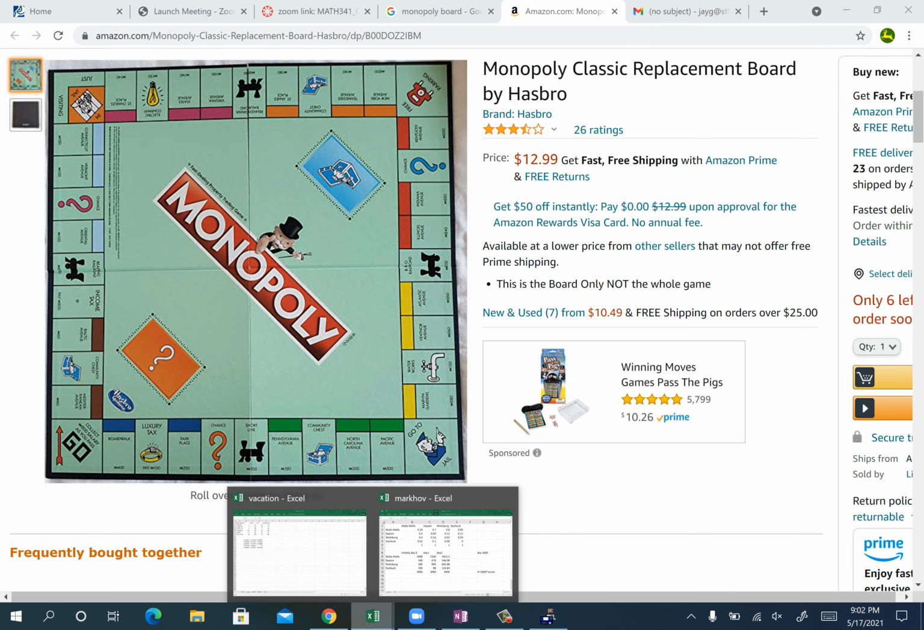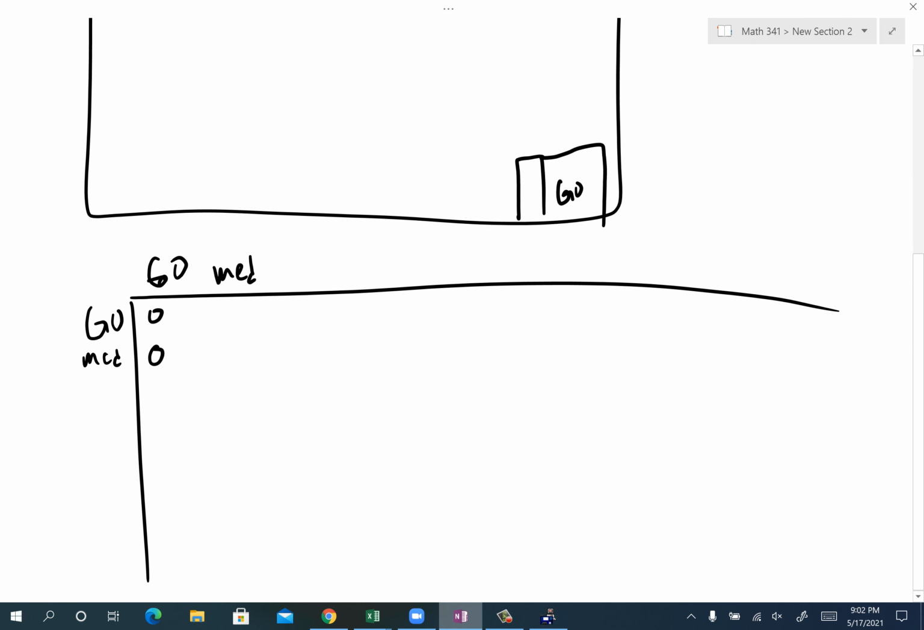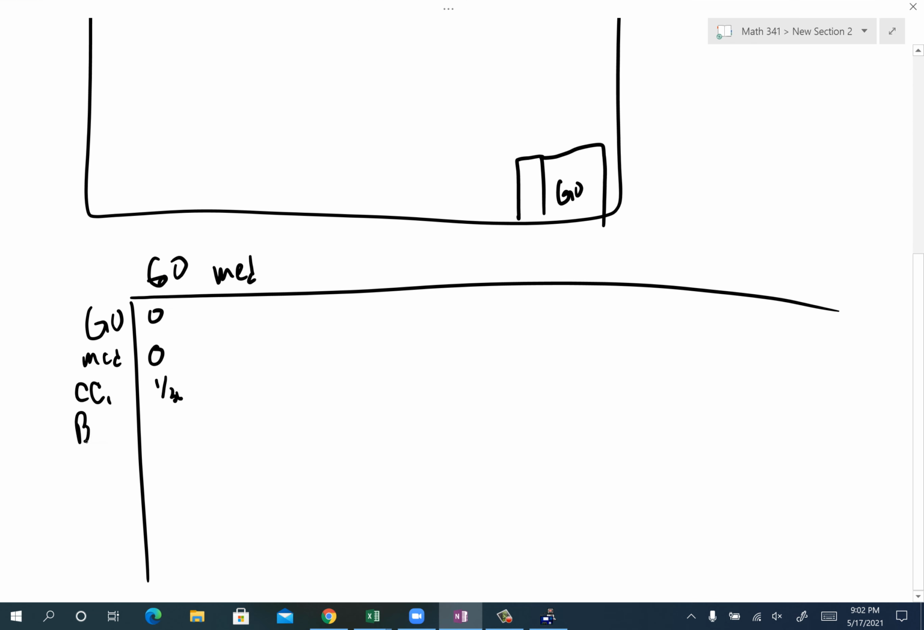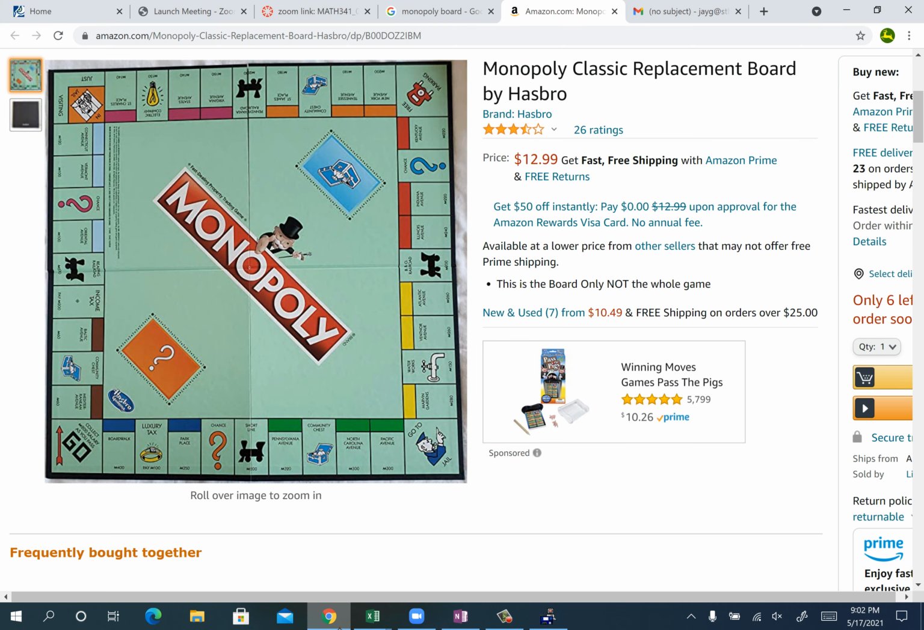Now, CC, maybe I'll call it CC1. There's a 1 out of 36 chance of that happening. Okay, what's the next square? Baltic. Okay, there's a 2 out of 36. And then the next one is Income Tax.